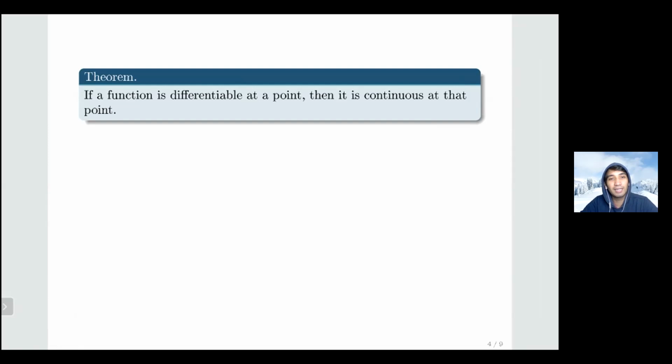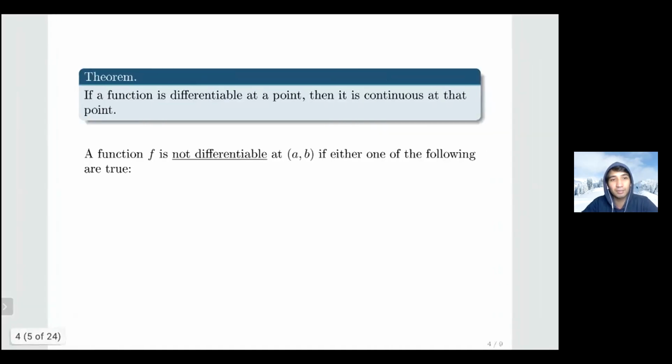Kung aalalahanin niyo yung intuitive notion of differentiability, di ba sabi natin differentiable kapag zinoom mo mukha siyang plane. So kung mukha siyang plane, ibig sabihin continuous siya. So if a function is differentiable, ibig sabihin continuous siya. So we will not give the proof. Okay, the proof is usually discussed in a higher division math course.